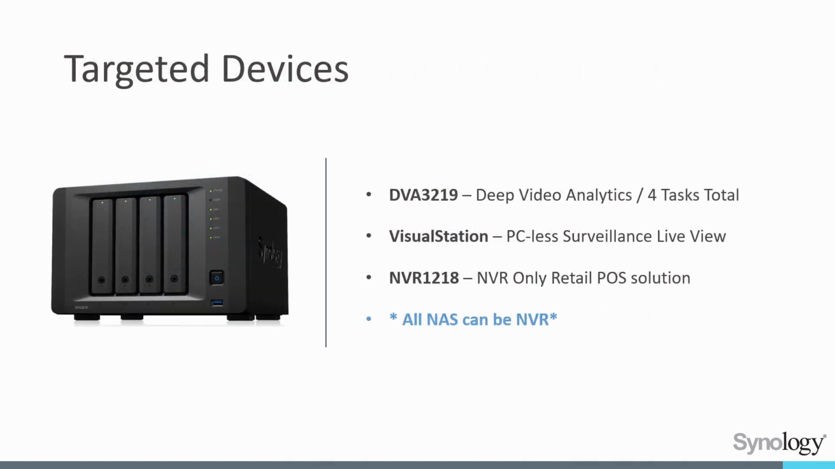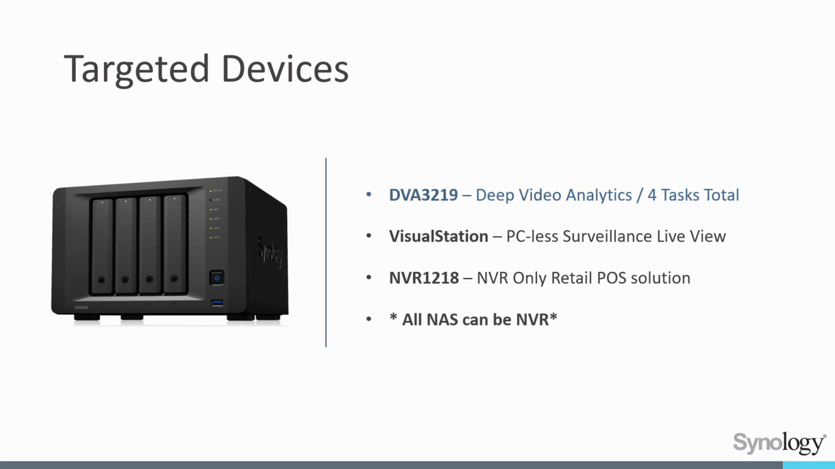So on to targeted devices, as you can see, all NAS, again, can be NVRs. These are just specialized units. The DVA 3219 is the first of its kind in our product line, and it can do deep video analytics of up to 4 tasks total because it leverages an NVIDIA 1050 Ti graphics card inside of the device to help analyze those videos effectively.